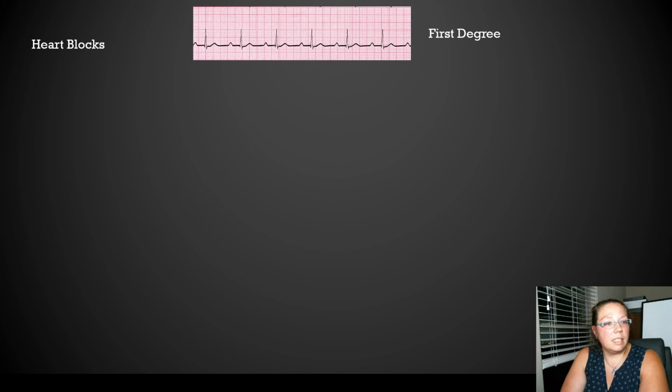All right, now we go on to heart blocks. Summarizing everything.